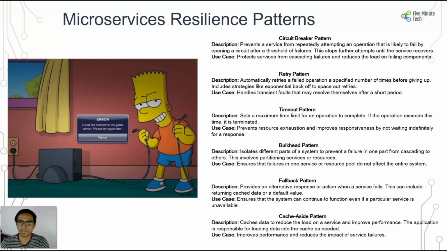And the fallback pattern provides an alternative response or action when a service fails. This can include returning cached data or default data. It ensures the system can continue to function even if a particular service is unavailable, and prevents customer dissatisfaction. The cache aside pattern caches the data, reduces the load on a service, and improves the performance. The application is responsible for loading data into the cache as needed, and that can be orchestrated. It improves the performance and reduces the impact of service failures.